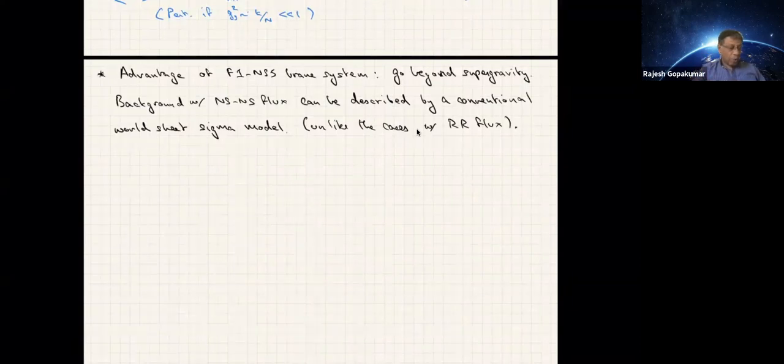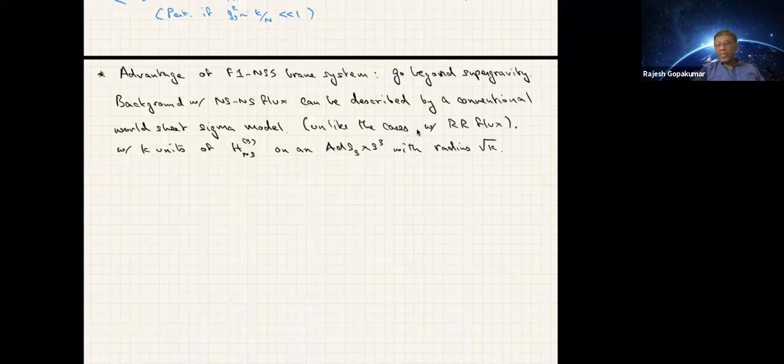Then we can write down a world sheet sigma model with K units of NSNS flux. So this will have K units of this three-form flux on an AdS3 times S3 with radius square root of k. So large k is the supergravity limit, but what I want to say is that you can work at arbitrary k over here. In some ways, that's like the radius deformation in my original lamppost slide. You can now take the radius from k equals infinity all the way to small values of k.